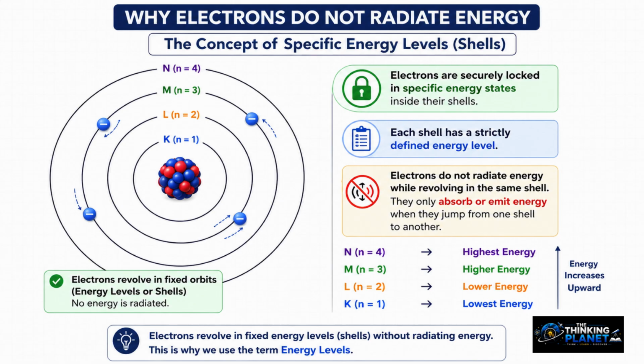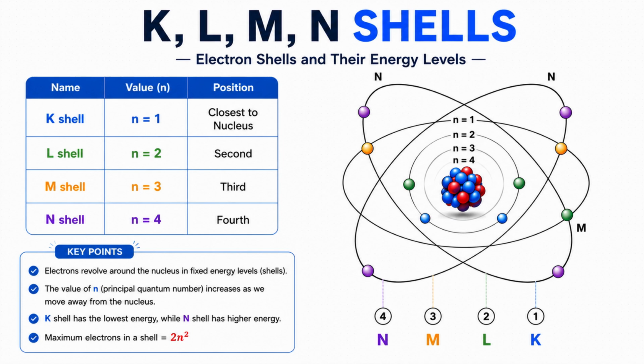This means that each shell has a strictly defined energy level. Because electrons are securely locked into the specific energy state while inside their shell, they simply do not liberate any form of energy while revolving. This bold concept is literally the foundation of atomic stability. And this brilliantly illustrates exactly how we mapped them out.